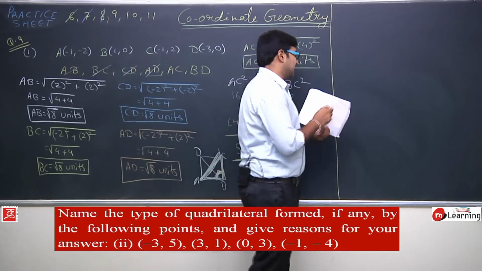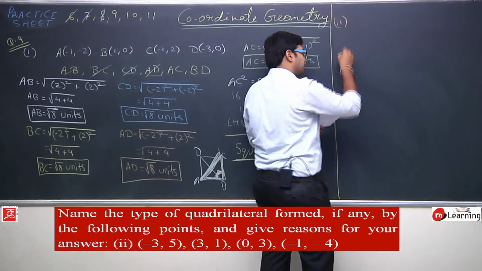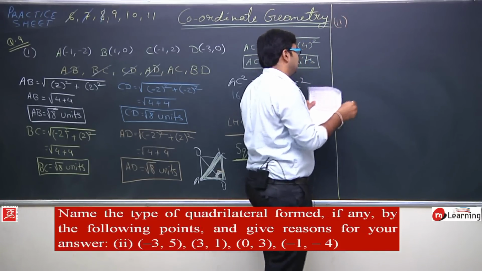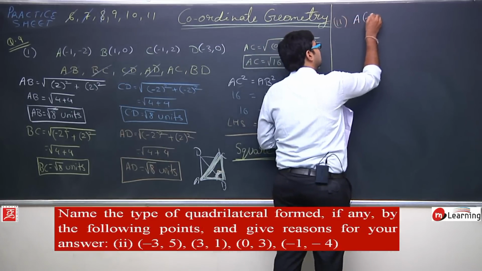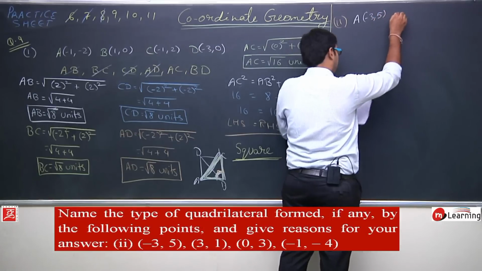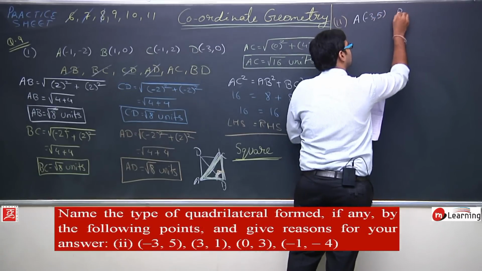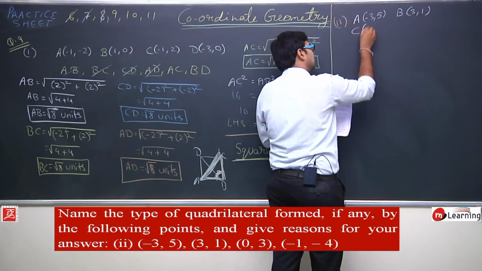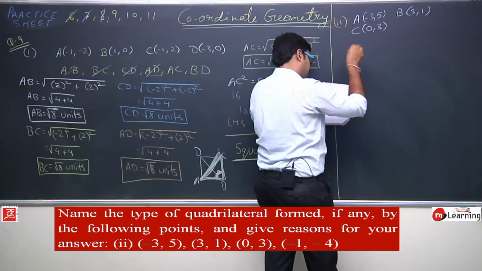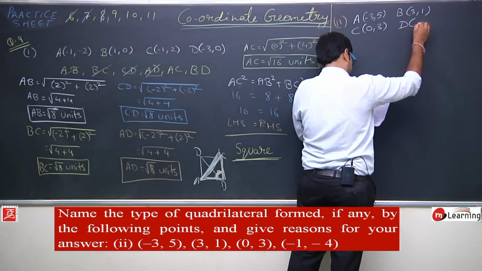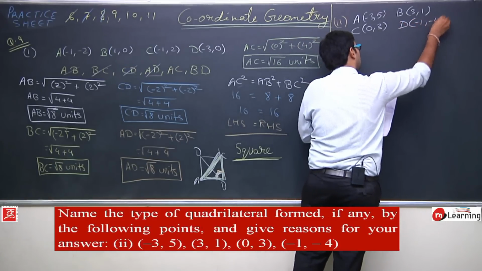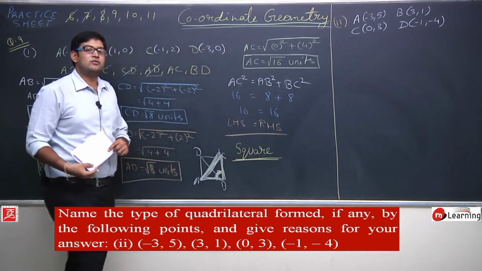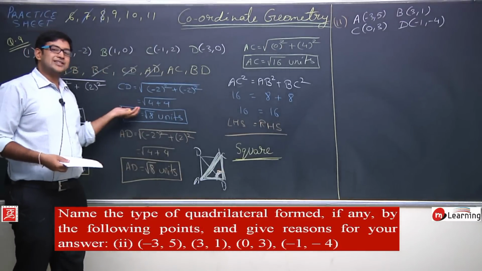Okay, so the second part of question number 9 is, the 4 points are minus 3, 5. So let us name them. A is minus 3, 5, then B is 3, 1, then C is 0, 3, and then D is minus 1, minus 4. These are the 4 points. And again what are we going to do? We will follow the same process.